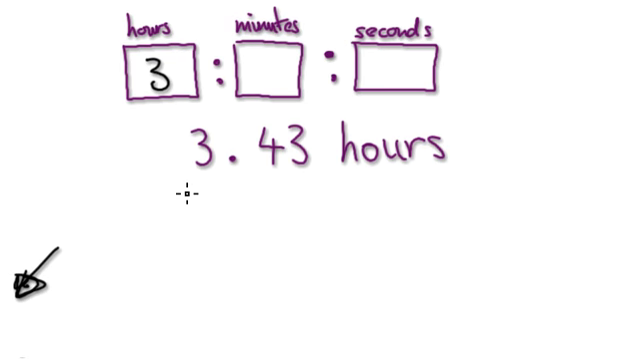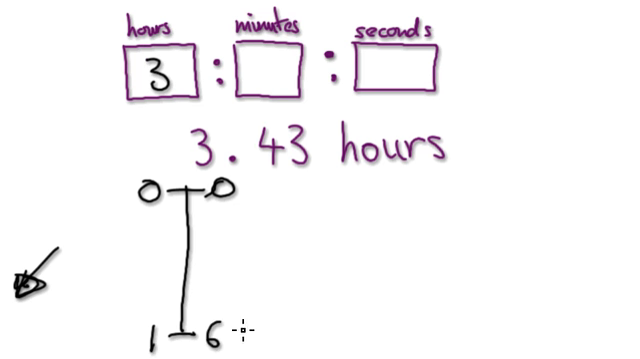Okay, so try to visualize it like this. 0 hours means 0 minutes. One hour means 60 minutes. If you have 0.5 of an hour, it means 30 minutes. Now we've got 0.43 hours. Don't forget, we've taken care of the 3 already. We've moved it into here already. So it's just really 0.43 that we need to worry about. 0.43 would be less than 0.45, so it's going to be somewhere around here.